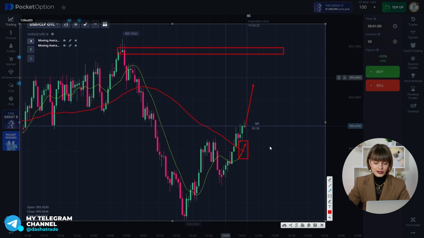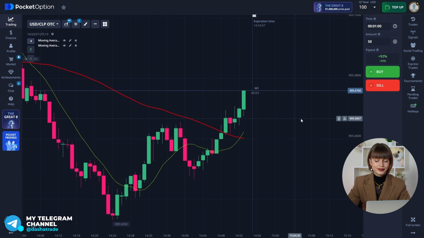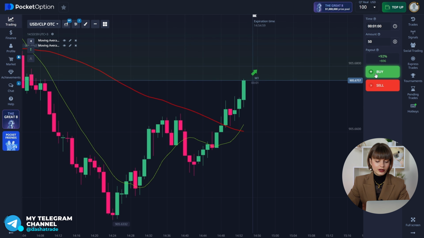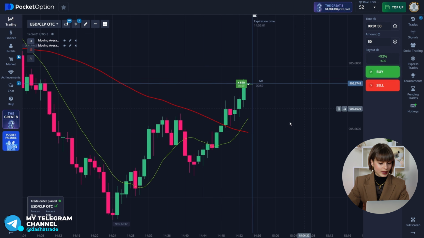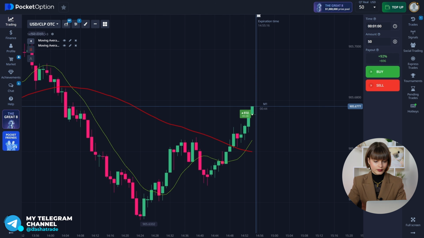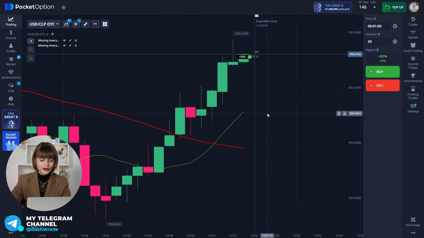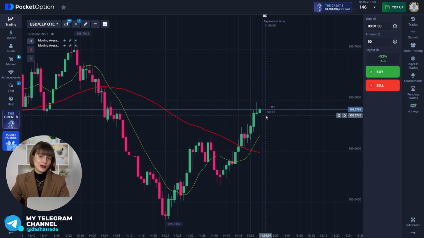Also, the buyer produced very good momentum-driving candlesticks in their favor during the last move, confirming their dominance at the moment. So now let's open a trade. And for this trade, I'll use $50 and 1 minute as a time frame. My trade is open. We're waiting for the result. Trade is closed and a profit. Great, we had a relatively good upward move. And now let's move on.